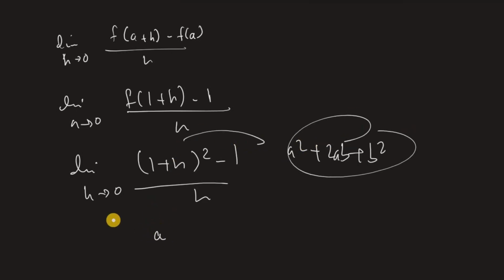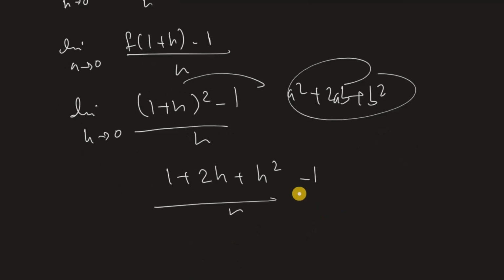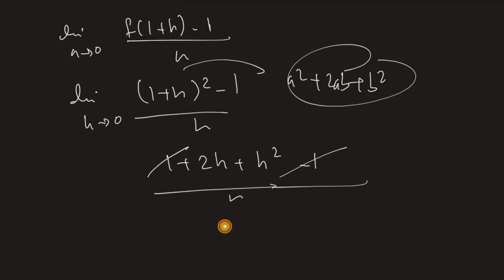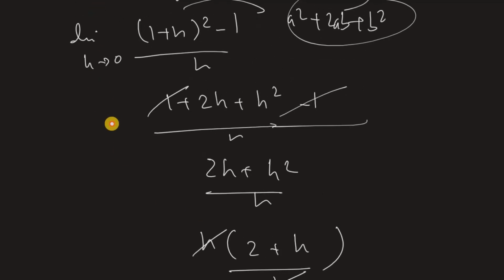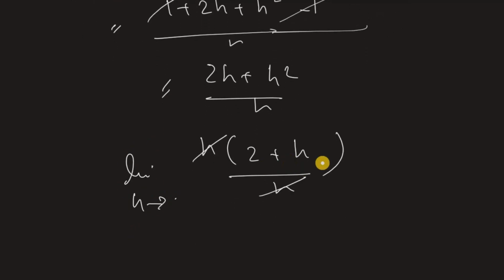So we're going to apply this over here, so we get 1 plus 2h plus h squared minus 1 over h. Okay, and this is going to cancel out, so 2h plus h squared over h, and now you should be able to factor your h, so you get h times (2 plus h) over h, so h and h are going to cancel out, and don't forget your limit, they're going to carry. Okay, so limit as h approaches 0 of this function, if you go ahead and put the limit, this is going to be 0, so your slope happens to be 2.